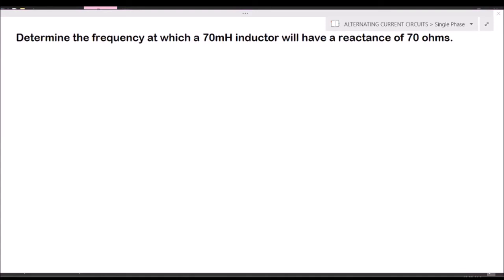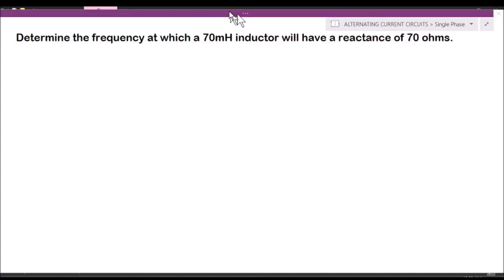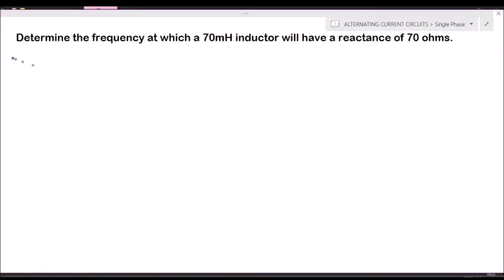Another problem: determine the frequency at which a 70 millihenry inductor will have a reactance of 70 ohms. We are required to solve for the frequency. Solution: our given is the inductance at 70 millihenry, which is 70 times 10 to the power of negative 3 henry. Then our inductive reactance is equal to 70 ohms.